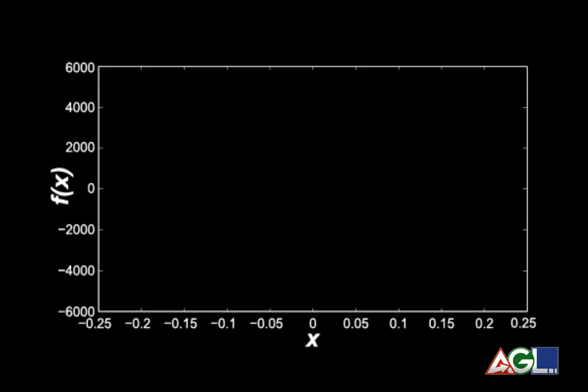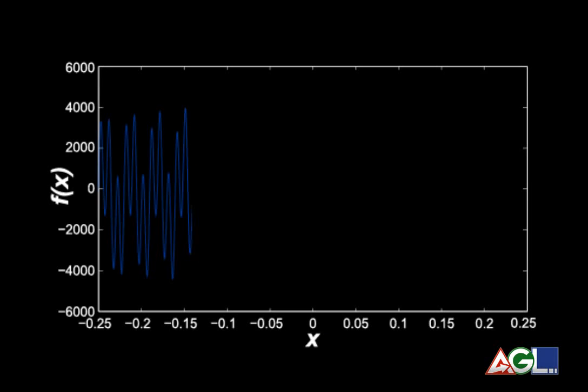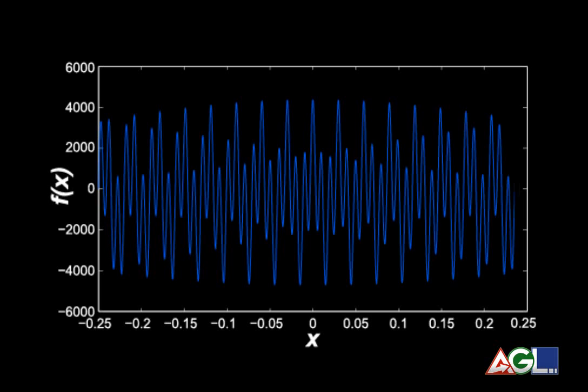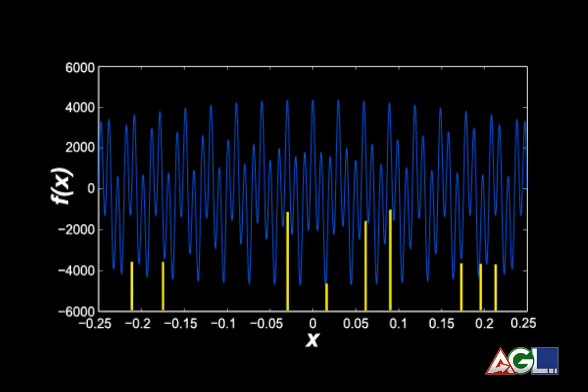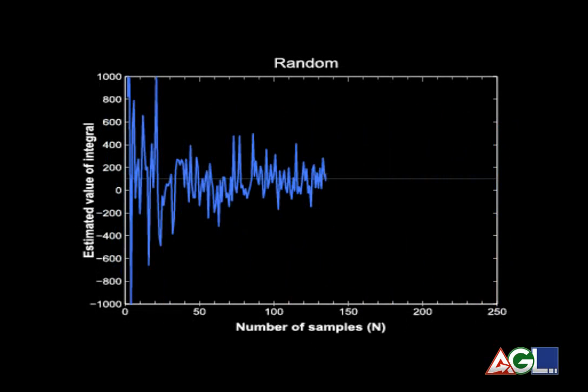To understand how our method works, let's assume we're trying to integrate the following 1D function. We can randomly sample the signal and evaluate the integral with the traditional Monte Carlo approach. The estimate of the integral is noisy and converges slowly as we take more samples.